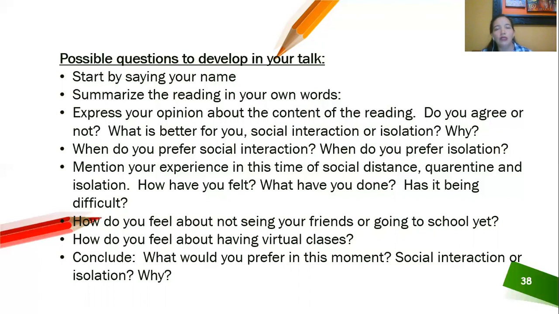Mention your experience in this time of social distance, quarantine, and isolation. How have you felt? What have you done? Has it been difficult? How do you feel about not seeing your friends or going to school yet? How do you feel about having virtual classes? And always conclude. What would you prefer in this moment? Social interaction or isolation, and why?